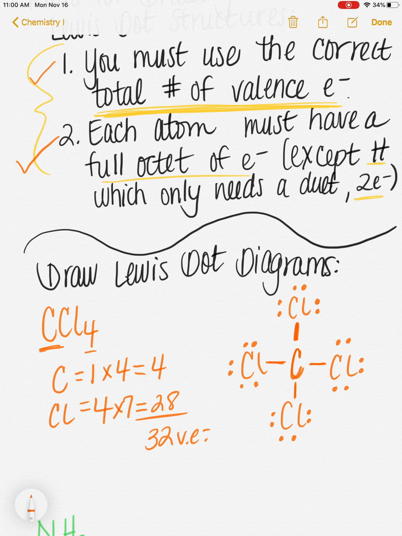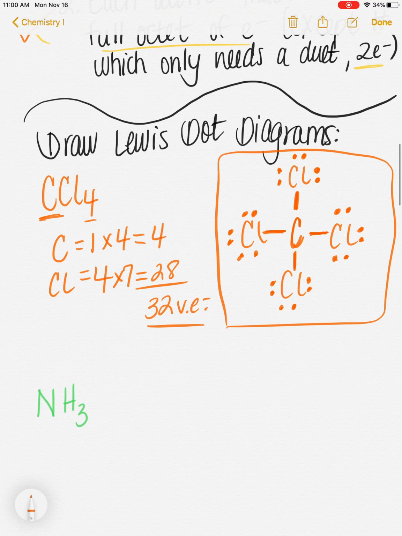But did I follow my first rule and use the correct total number of electrons? So I need to go around and count these up to see if I've done this correctly. So let's start here. 1, 2, 3, 4, 5, 6, 7, 8, 9, 10, 11, 12, 13, 14, 15, 16, 17, 18, 19, 20, 21, 22, 23, 24, 25, 26, 27, 28, 29, 30, 31, 32. That's the correct number. So this is a valid Lewis structure.